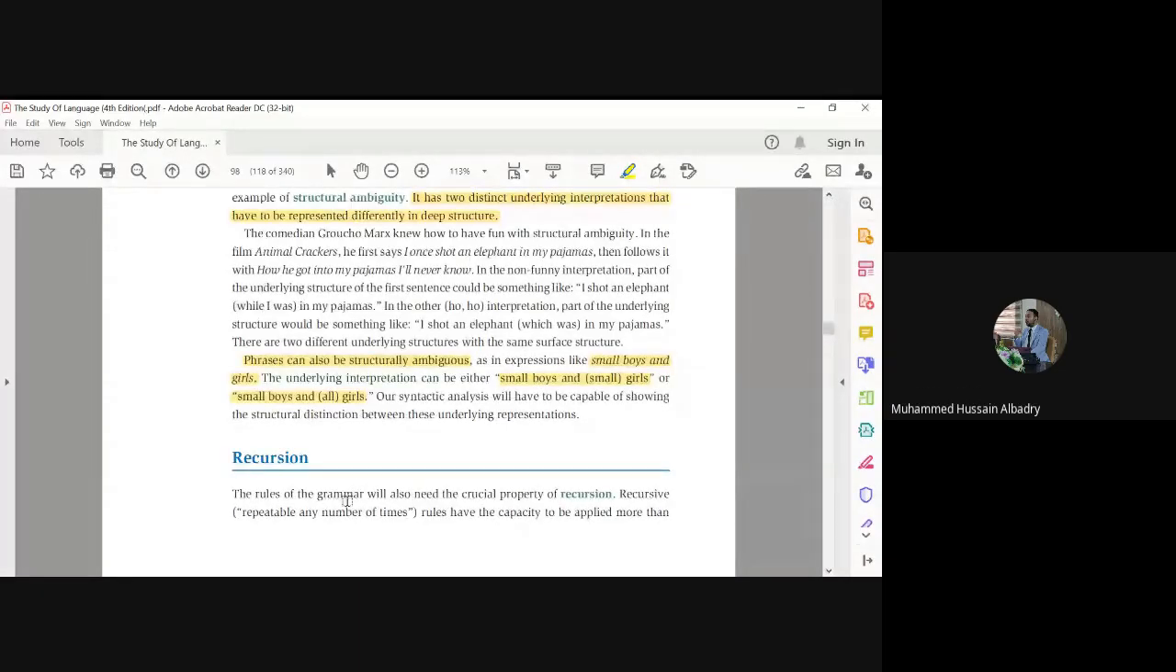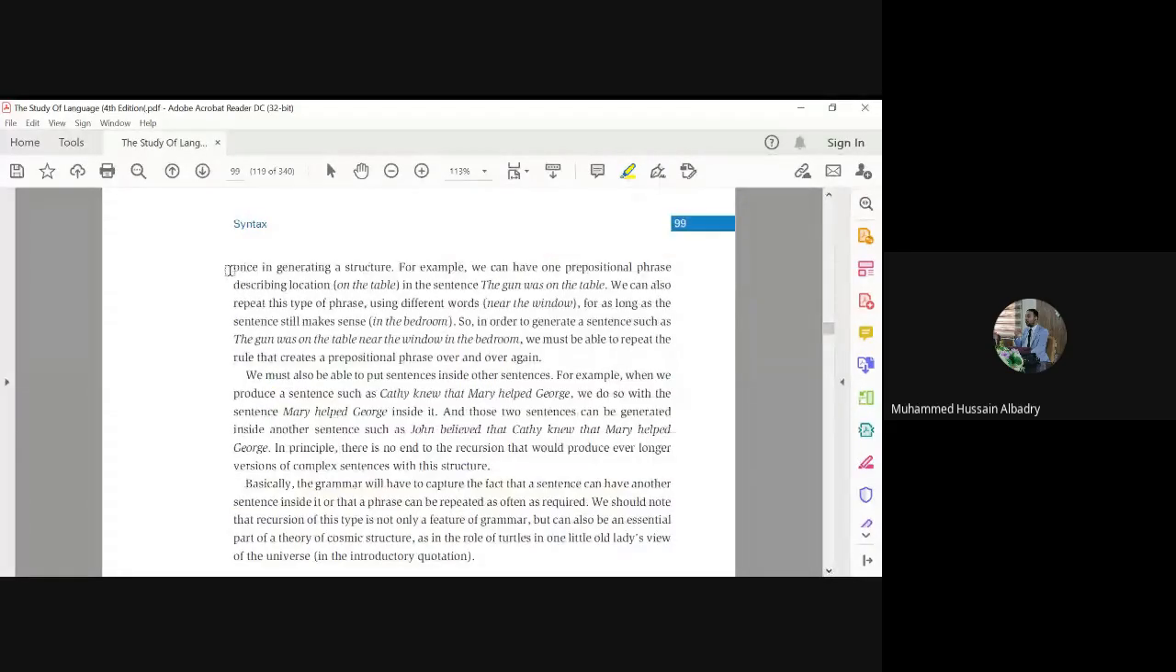From its name, recursion means repetition. How we can repeat the rules. The rules of grammar will also need the crucial property of recursion. Recursive means repeatable. Any number of times we repeat, rules have the capacity to apply more than once in generating structure. We can repeat the same rule.